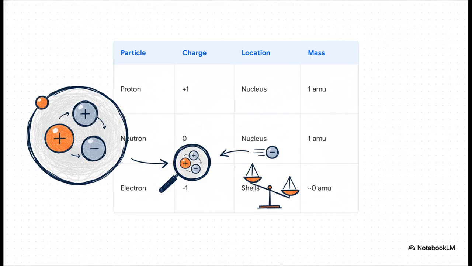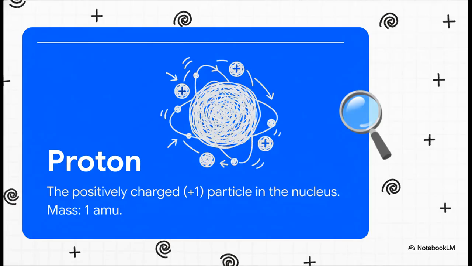Oh, and AMU? That just stands for atomic mass unit. It's a super tiny unit of weight we use for these tiny particles. Okay, first up, the proton. This is the positive force in the atom. You can think of it as the anchor, sitting right in that dense center, carrying a positive charge and a pretty big chunk of the atom's mass.